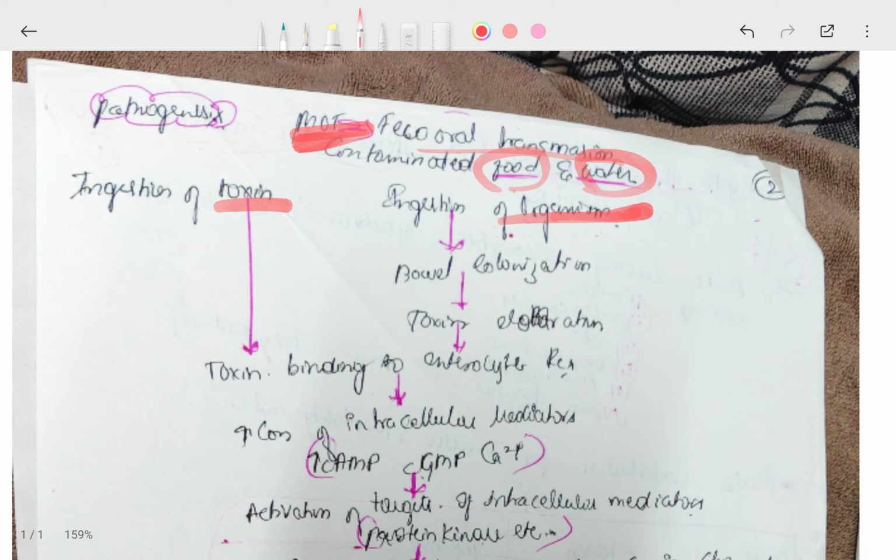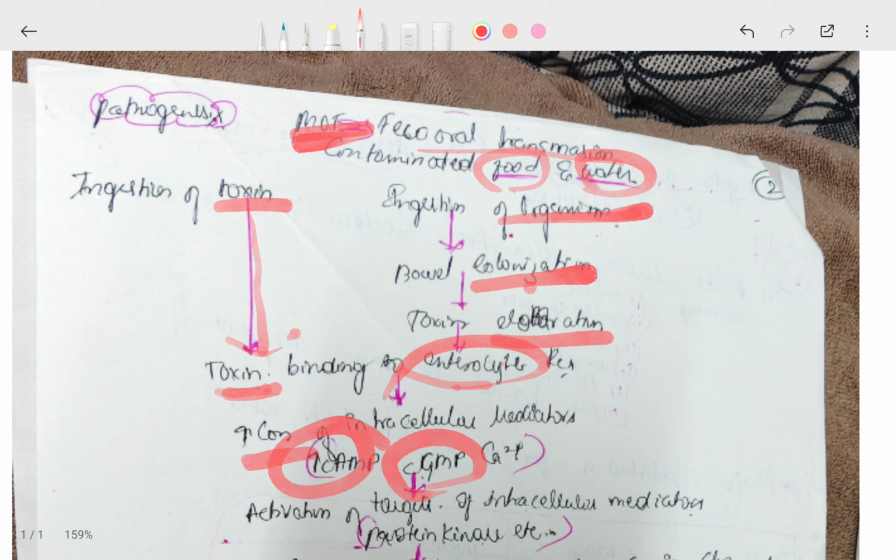If we ingest organisms, they colonize the bowel, elaborate, and produce toxins, or we may directly ingest a toxin which binds to the enterocytes, the intestinal cells, and then they increase the intracellular concentration of cyclic AMP, cyclic GMP and calcium.